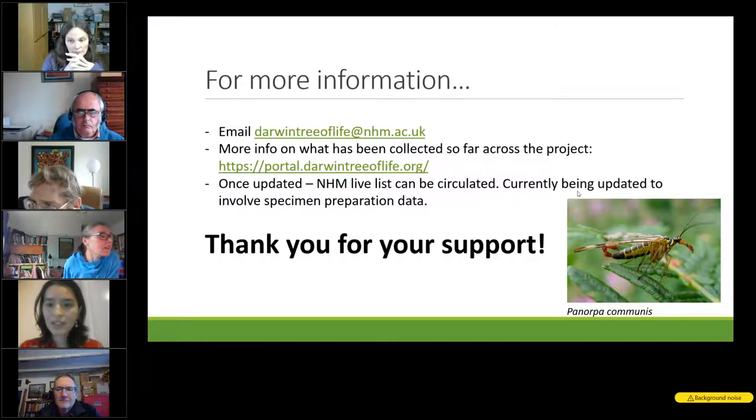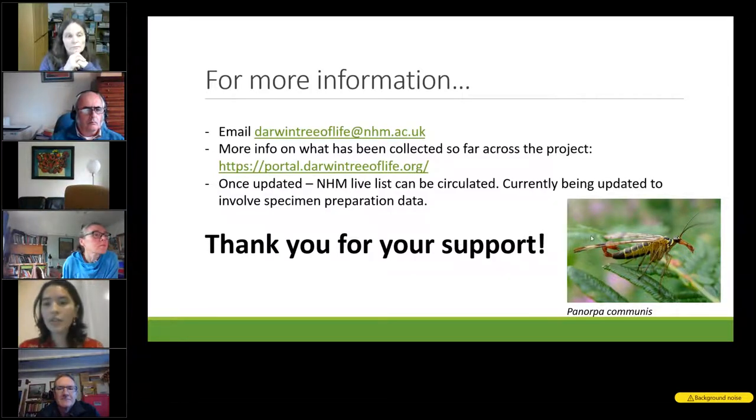Could you say that again? You just broke up. The whole genome sequencing is being done at the Wellcome Sanger Institute. So that's where all our specimens will be sent after they've been processed. So we don't do any of the whole genome sequencing at the Natural History Museum. However, we do the initial stage of the analysis, which is the DNA barcoding, where a much shorter sequence is produced.